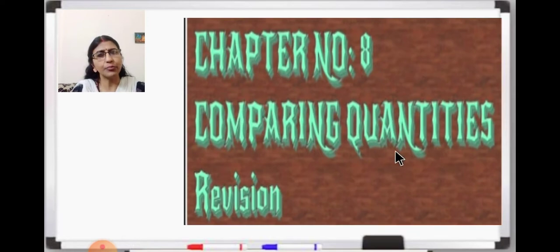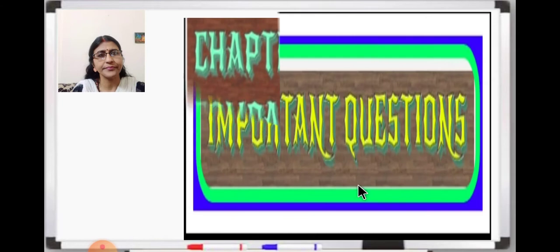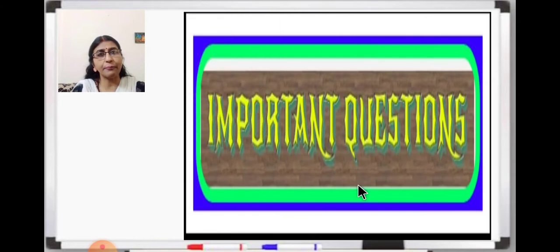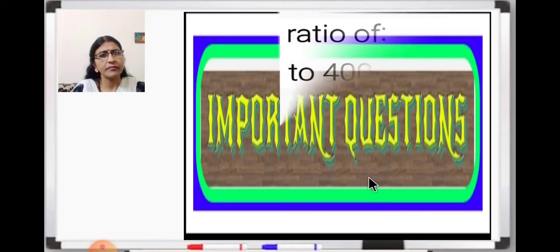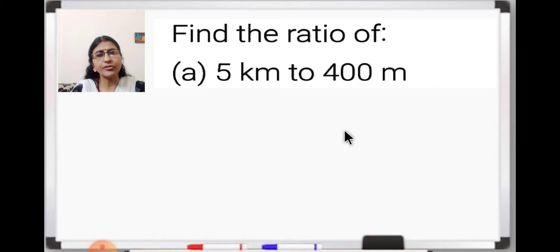We have done both the lessons, chapter number 8 and 9. So we will start revision from today onwards. Today we will take some important questions of chapter number 8. Now the first question is: find the ratio of 5 kilometer to 400 meter.